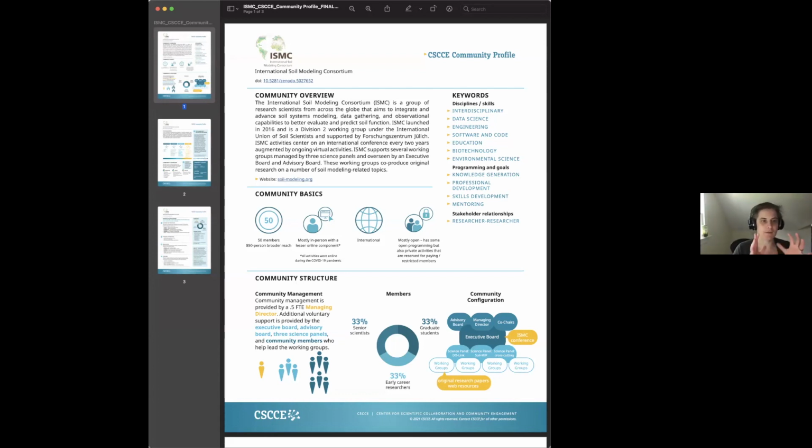To give you a little bit of historical context that didn't quite make it into this document, ISMIC was started in 2016 or so by soil scientists who wanted a better community and more integration on how soils were being modeled.